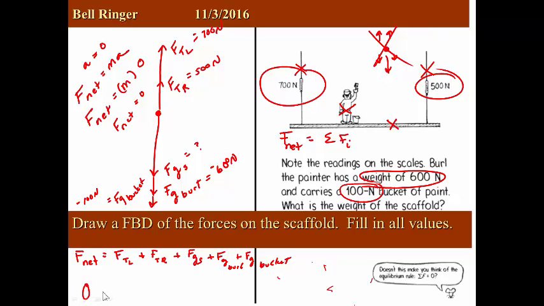I've got a 0. The force of tension on the left cable is 700. On the right cable is 500. The scaffolding, I don't know. Burl is negative 600, and the bucket is negative 100. So from all that, is it pretty intuitive what the force of gravity on the scaffolding is? Yeah, it's negative 500. So the force of gravity on the scaffolding is equal to negative 500 newtons.